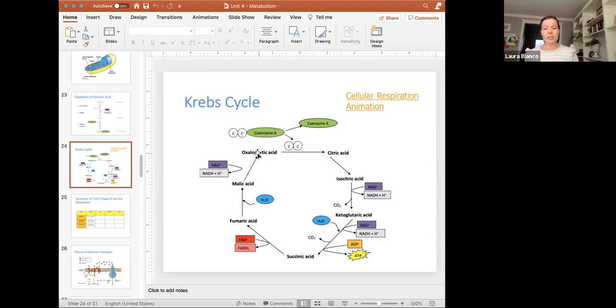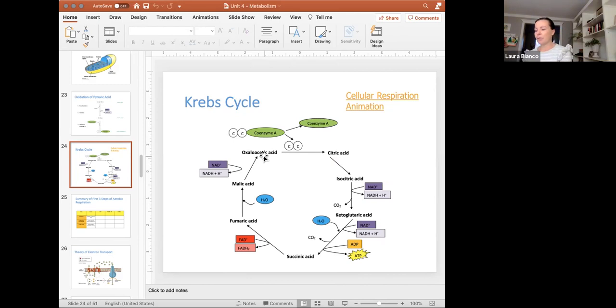And that's why oxaloacetic acid is always present in the mitochondria, because it's always the end result of the Krebs cycle. When you go around the cycle, you end up with oxaloacetic acid again. So then you have more of that there waiting for another acetyl coenzyme A molecule to come in. And that whole cycle is going to happen again. And then once again, you'll produce oxaloacetic acid at the end.